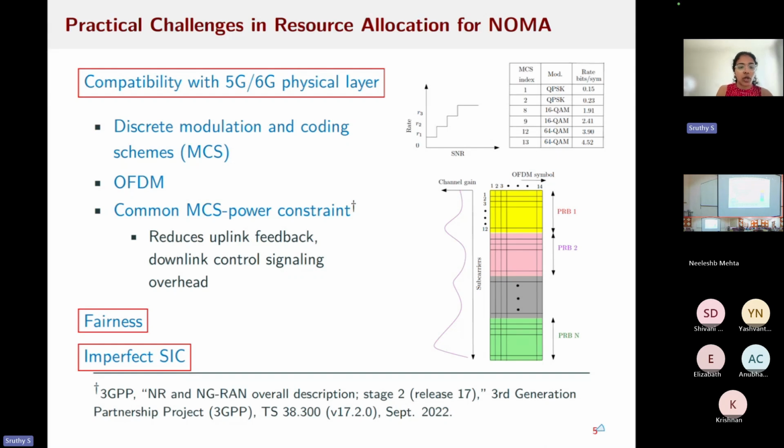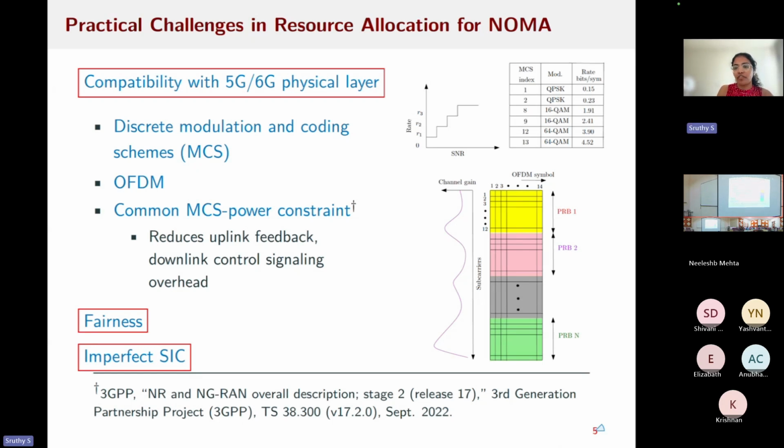NOMA must also operate over orthogonal frequency division multiplexing, or OFDM. In OFDM, the system bandwidth is divided into physical resource blocks as shown in this figure, and each resource block consists of 12 subcarriers. Another practical consideration is the common modulation and coding scheme and power constraint. What is it? In frequency-selective channels, the channel gain across the subcarriers for a given user varies, as we see in this figure. But at the same time, the standard mandates that the same modulation and coding scheme and power must be used across all these subcarriers, even though they see different channel gains. It reduces uplink feedback and downlink control signaling overhead.